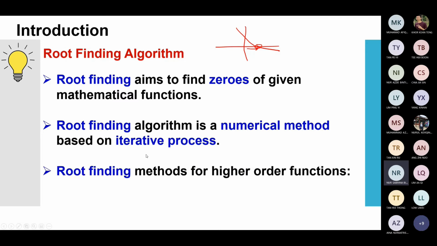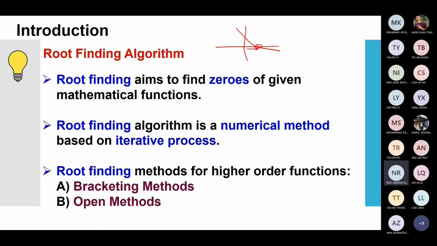Root finding methods for high order functions can be classified into two kinds. One is bracketing methods, and the one we are learning right now is the bisection method. The other is open methods. These are the two kinds of methods we usually use to determine roots in nonlinear problems.